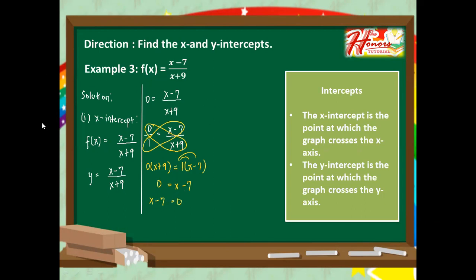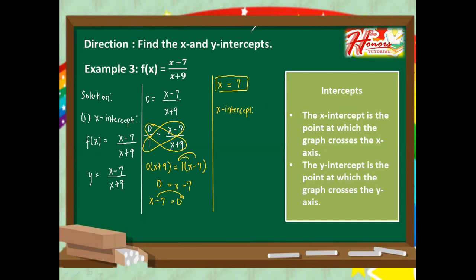After that, our goal is to have x at the left side of the equation only. So we are going to transpose negative 7 to the right side of the equation. So it will become x equals positive 7. Therefore, we can say that our x-intercept here is equal to 7 and 0.